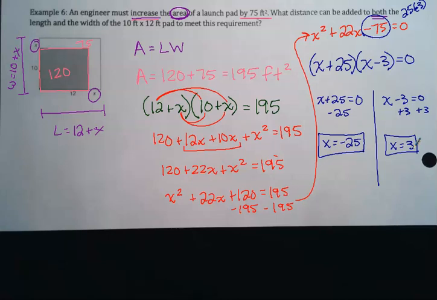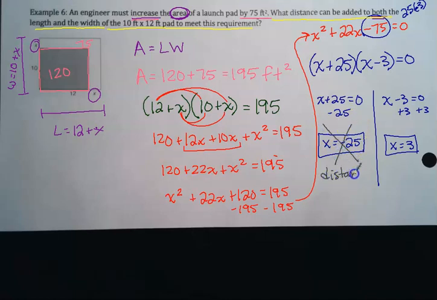Now, this is a real-world problem, real-world application. So we have to think this through. Okay, it says, what distance can be added to both the length and the width of the 10 by 12 foot pad to meet this requirement? Can we add a distance of negative 25? No, right? We cannot actually add this. A distance cannot be negative. So this one is out. This is not a possibility, right?